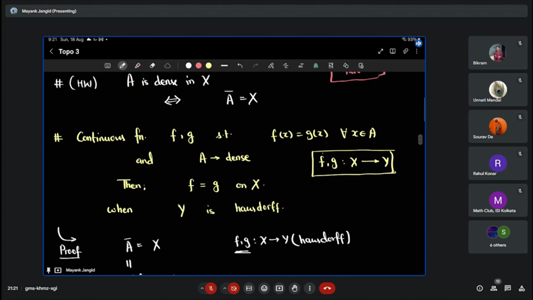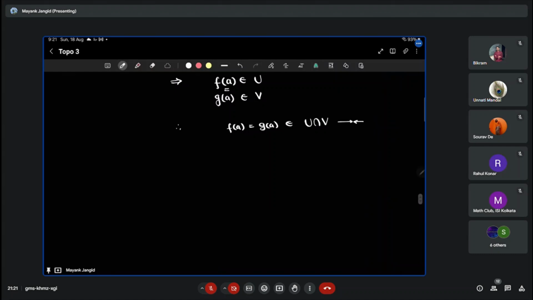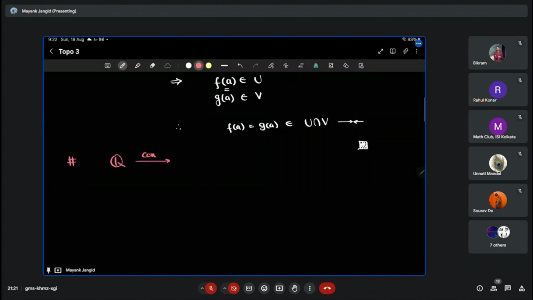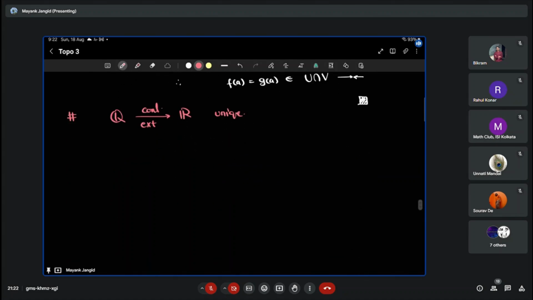There is a unique continuous extension of functions which are continuously defined on a dense set to the full space. So, for example, continuous extensions from Q to R are also unique because Q is dense in R. You might have used this fact in functional equations and Olympiad problems. These are some of the things that I wanted to cover.